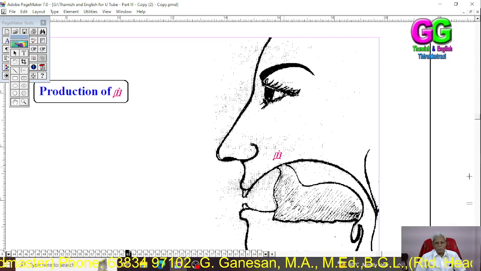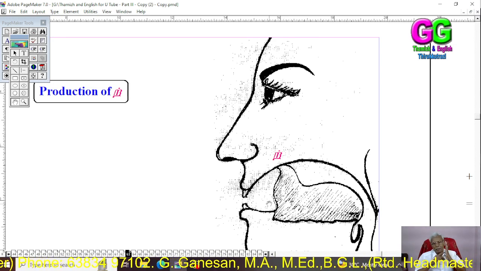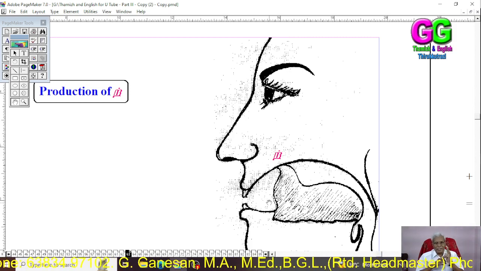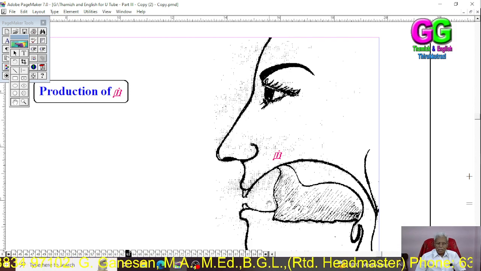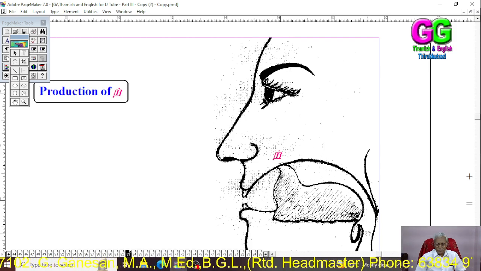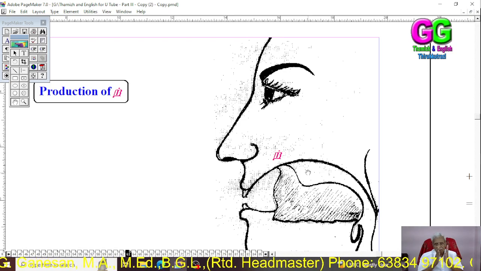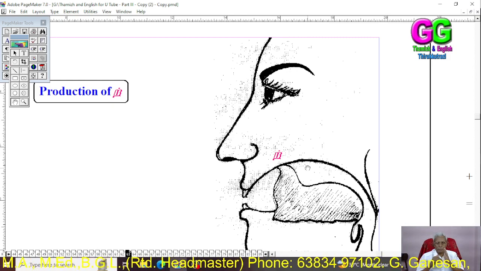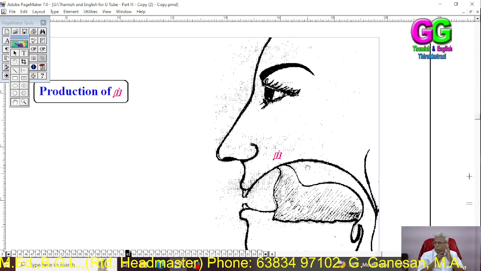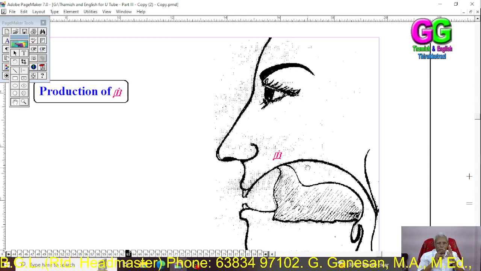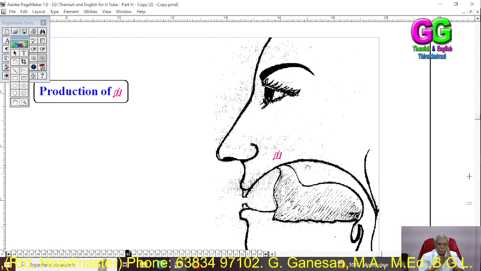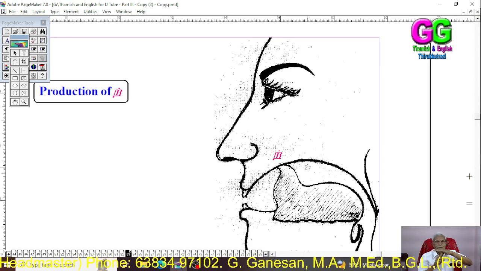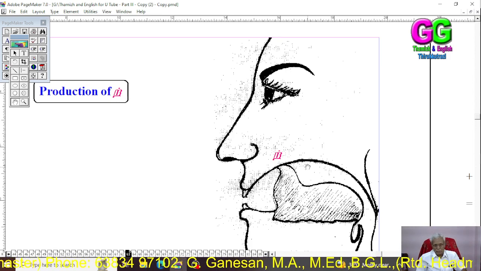You see, this is the tip of the tongue, this is the middle of the root. When the tip of the tongue and the middle of the root have a tight contact and the air pushed out is blocked, the phoneme is produced. Again, it is produced by making a tight contact between the tip of the tongue and the middle of the root and sounding.